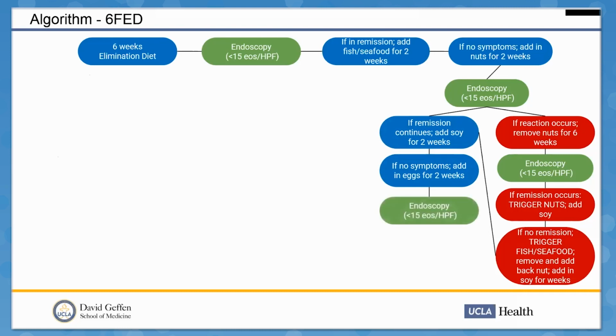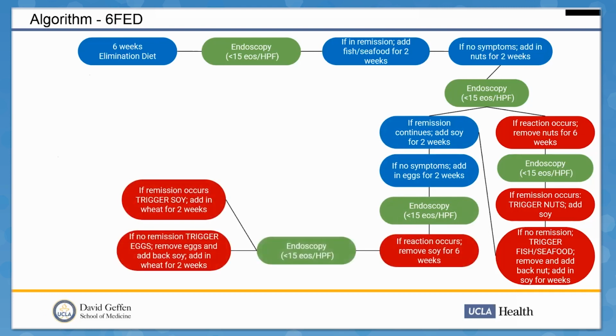And again, we have the same scenario where we would do another endoscopy, and we have 2 options again. If the patient has a reaction, they would remove soy for 6 weeks and have another endoscopy. And if remission occurs, we know that that trigger was soy. They would leave that out of the diet and move on to wheat for 2 weeks. However, if no remission was achieved, then the trigger must be eggs. We have them remove eggs. They can bring back soy now, because we know that's not a trigger, and they can add wheat in for 2 weeks. So this is the least restrictive part.